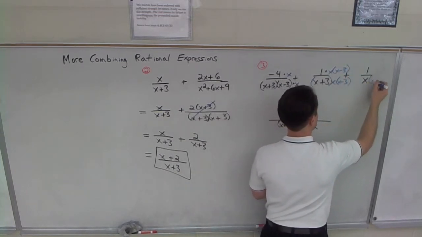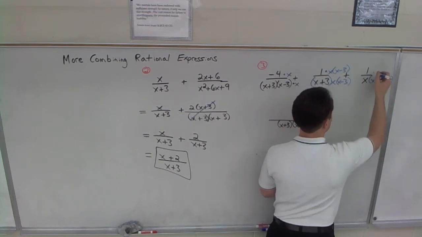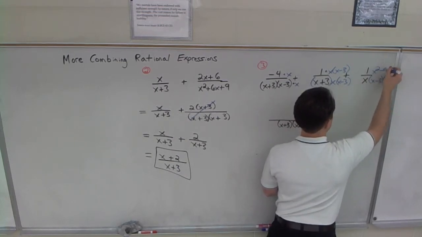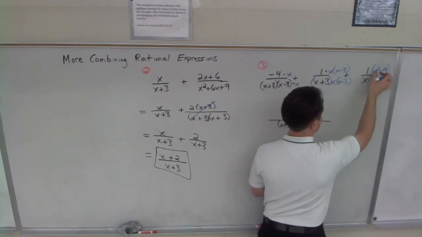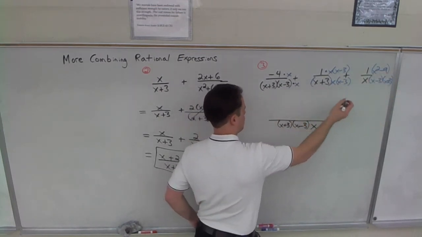And this one's missing the x minus 3 and the x plus 3, which is really just x squared minus 9, right? That's really just x squared minus 9, so I did a little shorthand there. So let's see what's left. Now those all have a common denominator.